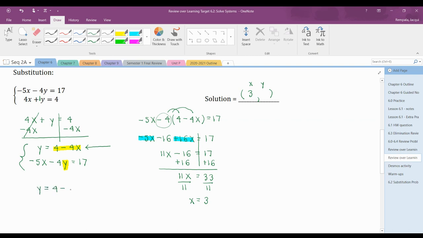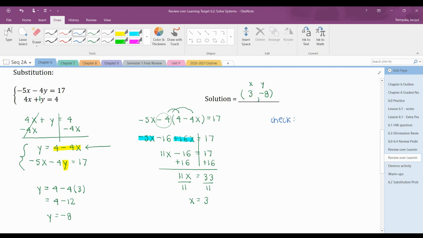So y is going to equal 4 minus 4 times 3. If I start simplifying, I'm going to multiply this 4 times the 3, which will give me 12. And so 4 minus 12 is going to give me my y value. Well, 4 minus 12 is negative 8. So 3, negative 8.